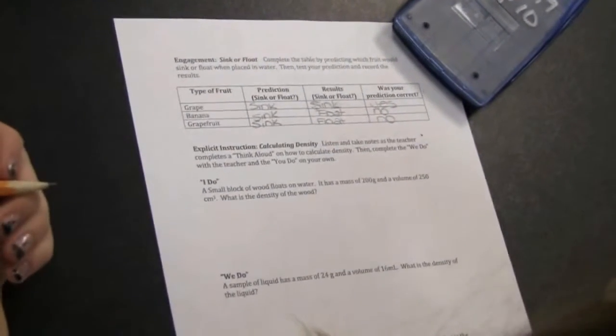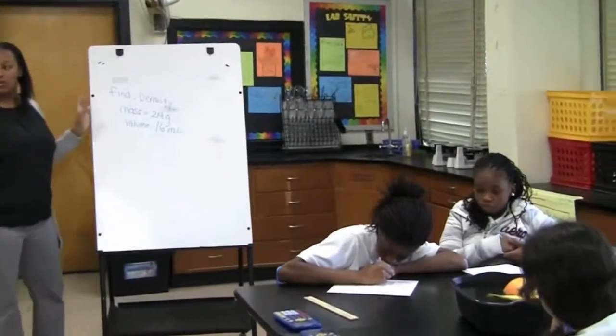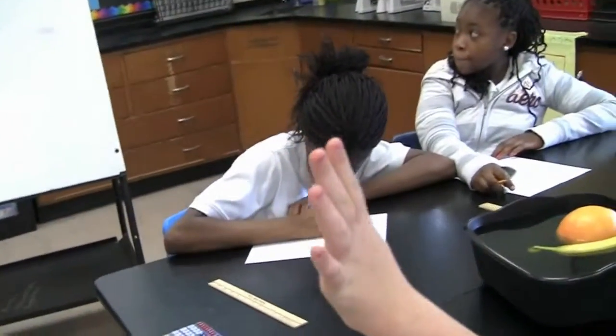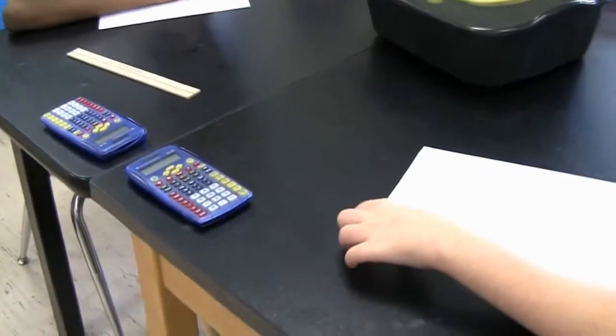Can someone tell me what they gave us to help us find the density? Terrell? A mass of 24 grams and a volume of 16 milliliters. Okay, so mass equals 24 grams. And the volume is 16 milliliters. So what am I to do next? We divide the mass by the volume.